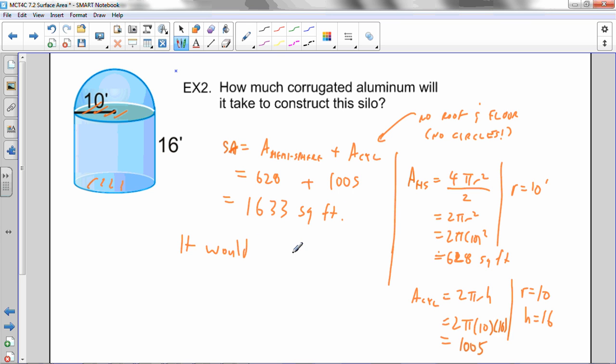And once we get the sentence written to answer the question we were asked, I think that's it for surface area.